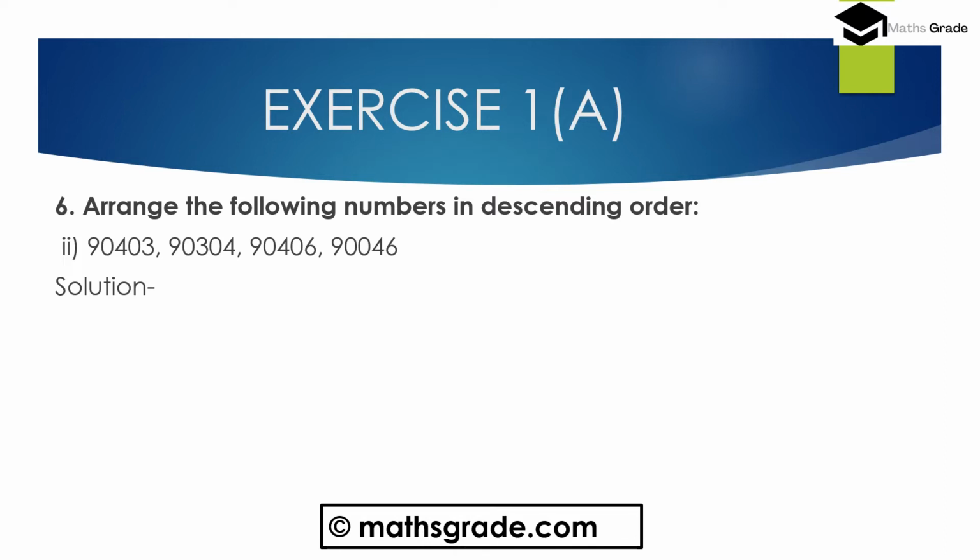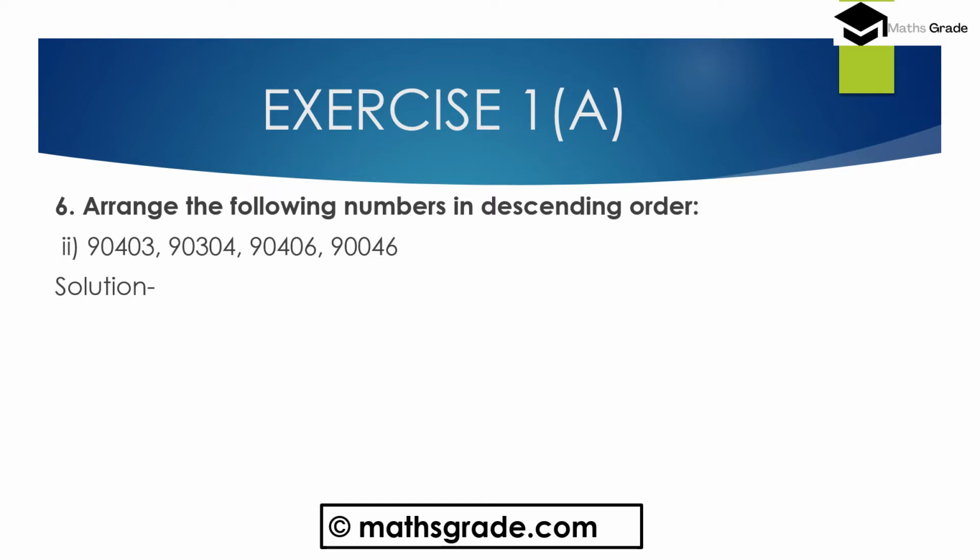Now question number seven. The numbers are 90,403, 90,304, 90,406 and 90,046. We have to arrange these numbers in descending order, that is in decreasing order, that is biggest to the smallest number. All the numbers are 5-digit numbers, so compare the highest place value digit.